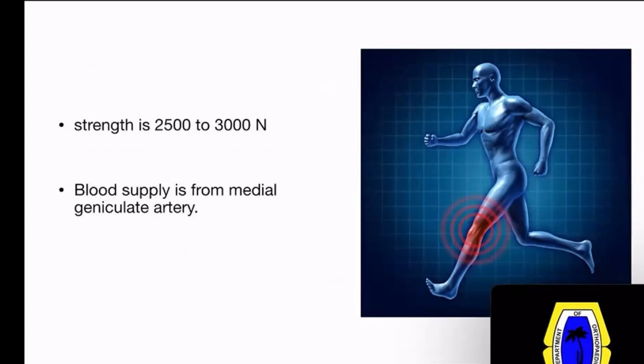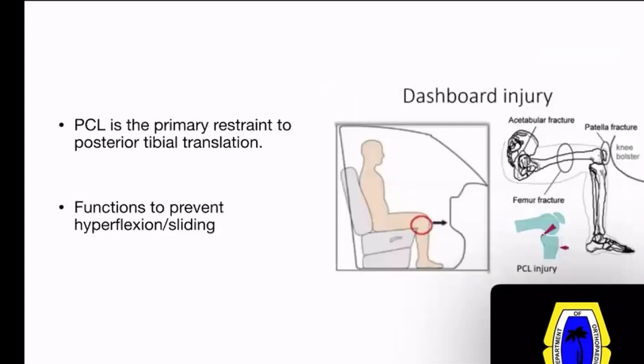to 3,000. Blood supply again is from the medial geniculate. 2,200 native ACL, 4,000 quadruple hamstring, 3,000 bone patellar tendon bone. PCL, 2,500 to 3,000. Blood supply is from the medial geniculate. ACL, blood supply is middle geniculate. So PCL is the primary restraint to posterior tibial translation.